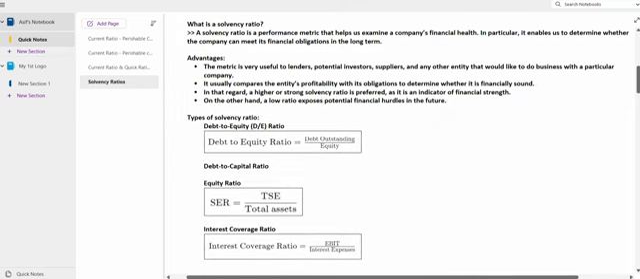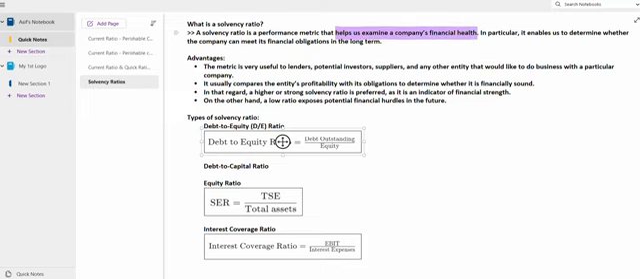I'll just zoom this a bit. So, what is solvency ratio? Why is it important? Because it helps businesses and institutions to examine a company's financial health. How is the company doing financially? So, how do we judge this? We judge this by knowing whether the company can meet its financial obligations in the long run, whether it will be able to pay off the debts, the payables, the interest, and all other leases and everything. That is what it helps companies and institutions to figure out.